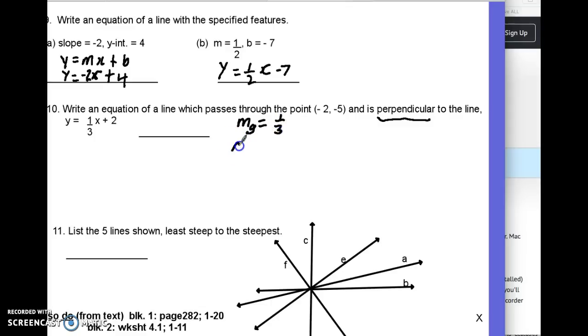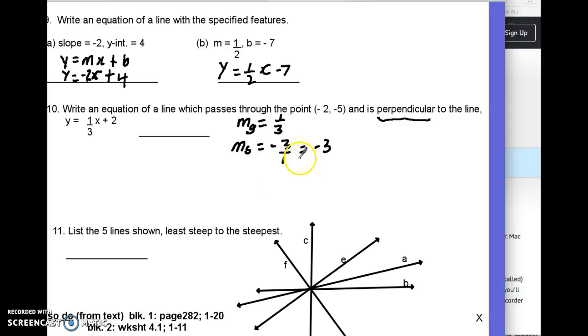Therefore, the slope of the line we seek, I'm going to call it m sub s, is going to be the negative reciprocal of 1/3. What would that be? Negative reciprocal of 1/3 would be -3/1, which is the same as -3. So that's the slope of the line we're looking for.